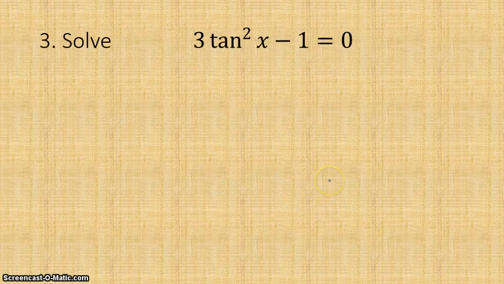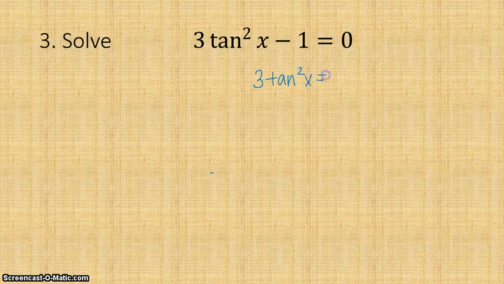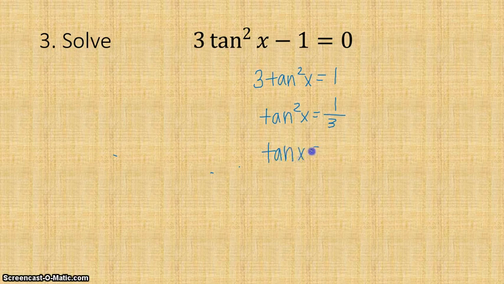Alright, I have a tangent squared here. Still trying to get to my x, so add 1 to both sides, so I end up with 3 tangent squared x equals 1. Divide everything by 3, I end up with tangent squared x equals 1/3. When I take the square root of both sides, I'm going to end up with tangent x equals plus or minus square root of 1 over 3. Square root of 1 is just 1. Square root of 3 is just going to stay like that, radical 3. I would need to rationalize that, so I'm looking at plus or minus radical 3 over 3.